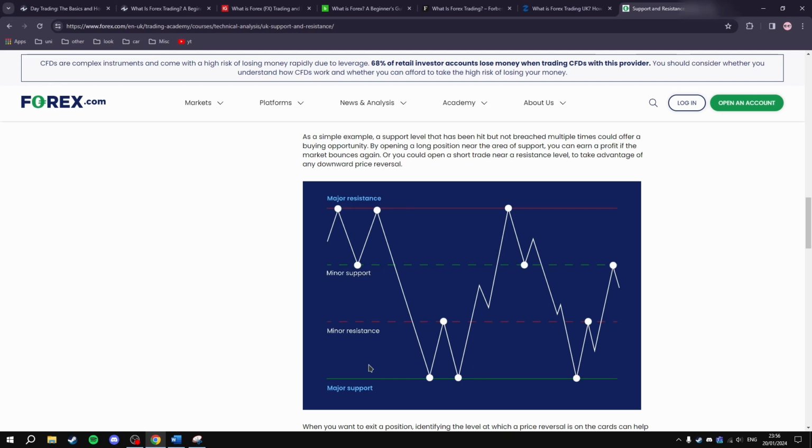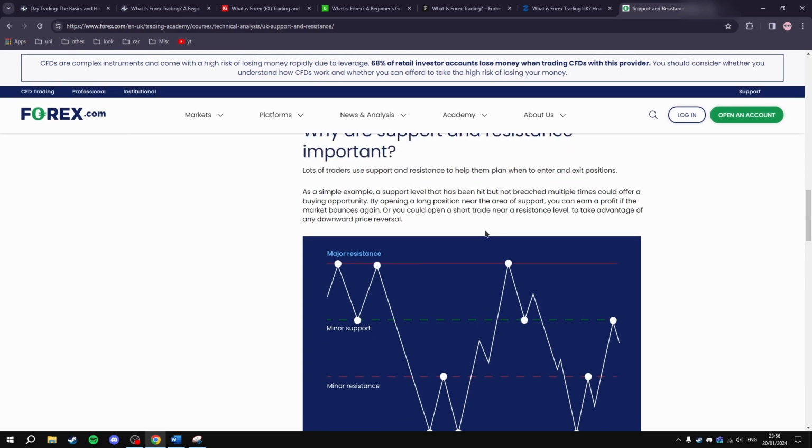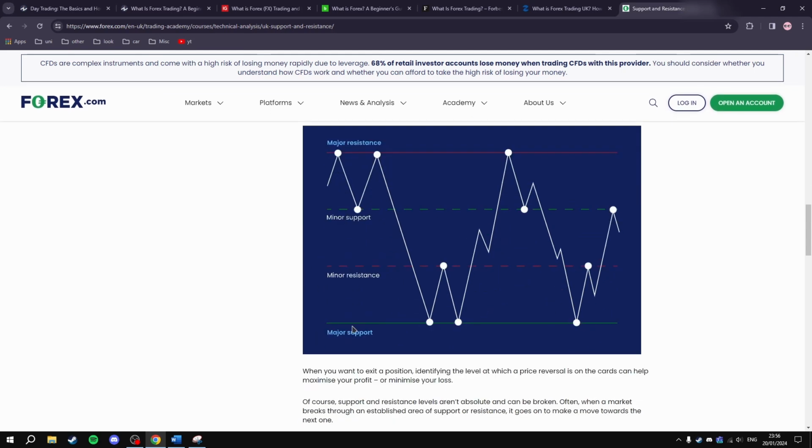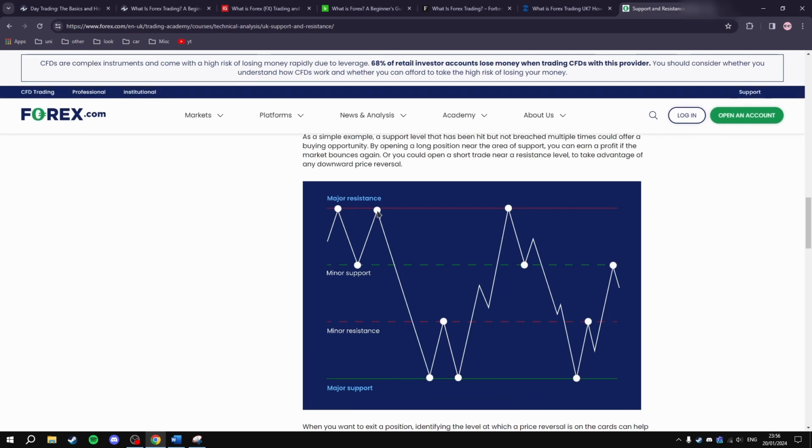Major resistance, major support, minor resistance, minor support. So it goes like that. So this bit is where you sell, and this bit is where you buy. So when you sell it here, and then if it reaches here or something, then you can buy it back. If you sold it for 100, you bought it back for 80, then you made 20 profit.